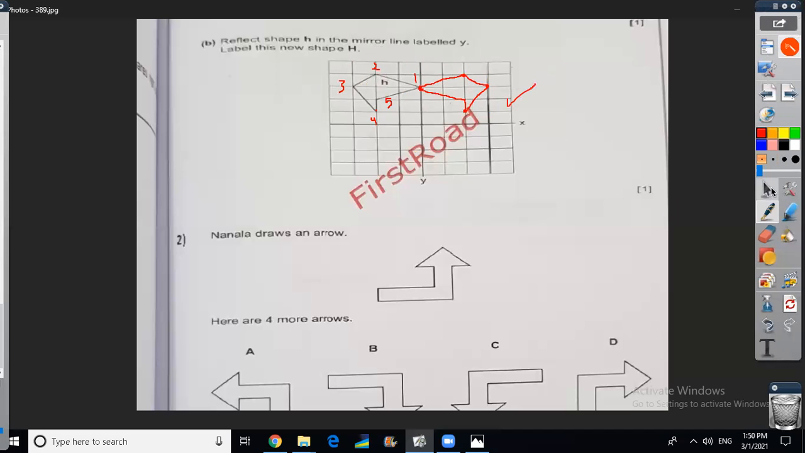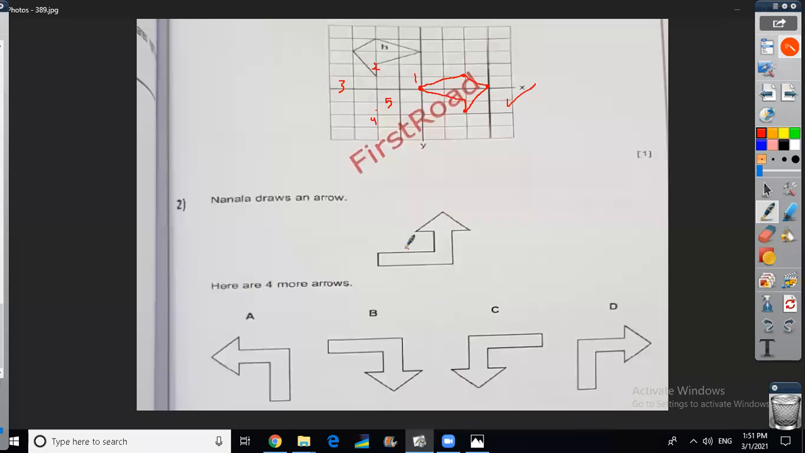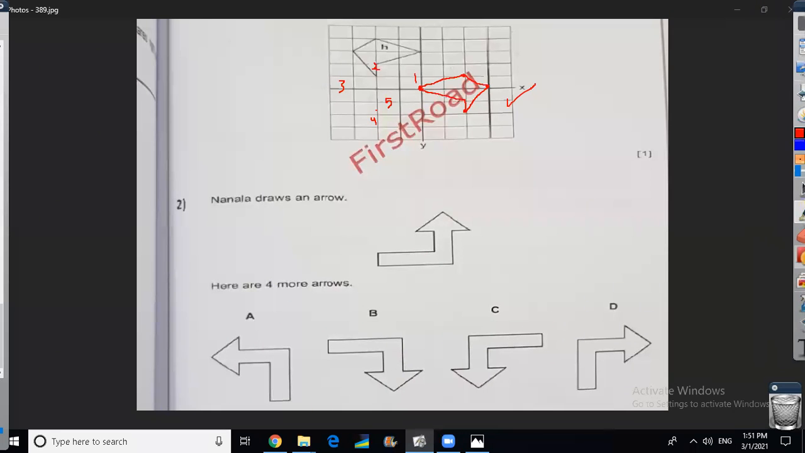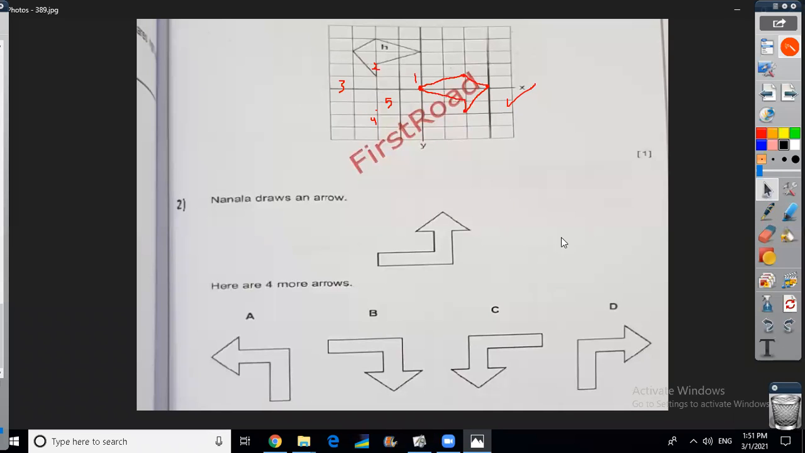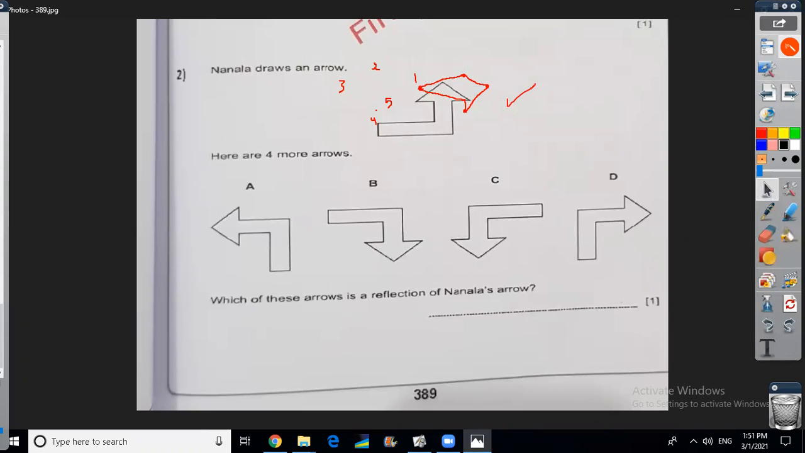All right, the next one over here, question number 2. Nanala, I'm sorry guys, just 1 second. All right, here it says, Nanala draws an arrow. Here are 4 more arrows, okay? Which one of these arrows is a reflection of Nanala's arrow?